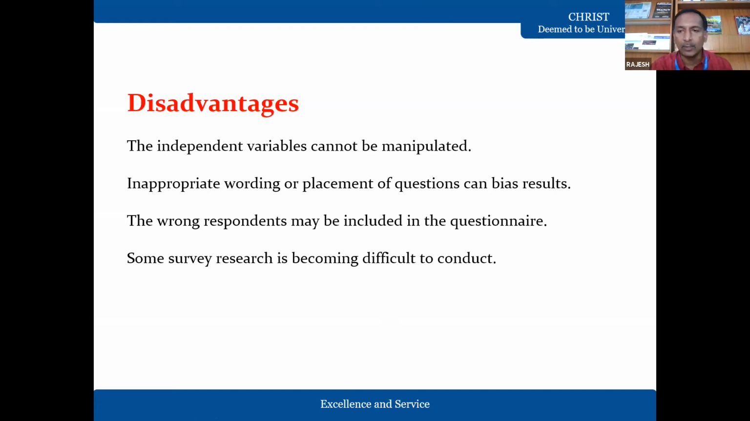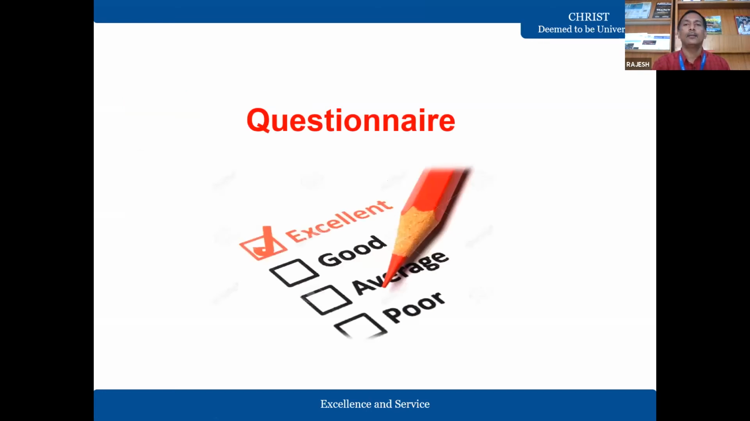All right, sample and population we will come to after this. Now, a questionnaire is a tool. In research parlance, when someone says, "Have you constructed the tool?" it means the questionnaire.